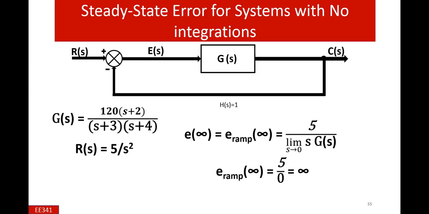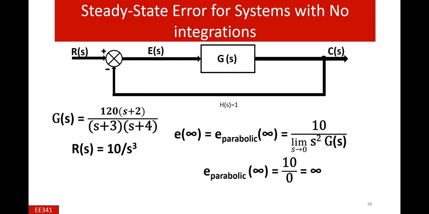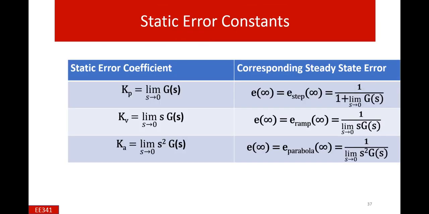For this ramp input, if we want to find the steady state error, it is equal to infinite. And similarly, the value of the steady state error for the parabolic input is also infinite. So these are the summary for different types of static error constants.